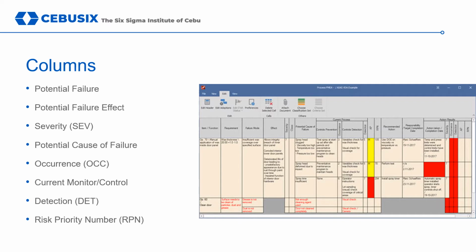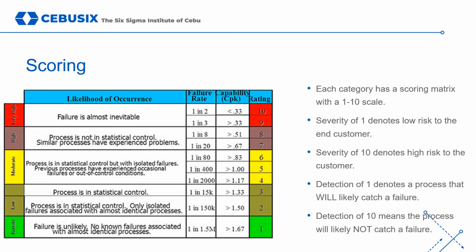implementation of the changes. Now, we need to score each of the failure modes using a scale from 1 to 10, where a severity score of 1 denotes low risk to the end customer, a detection of 1 denotes a process that will likely catch a failure, and an occurrence of 1 denotes that it happens rarely. On the other end of the spectrum, a severity of 10 denotes a high risk to the customer. A detection of 10 means that the process will not likely catch a failure, and an occurrence of 10 means that it happens all the time. In the chart, we can see a breakdown of how to score the severity, detection, and occurrence based on how likely it happens.